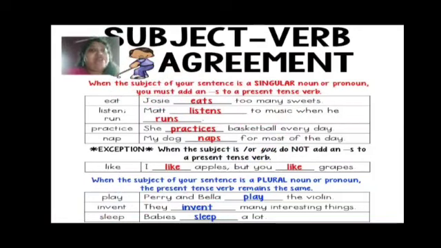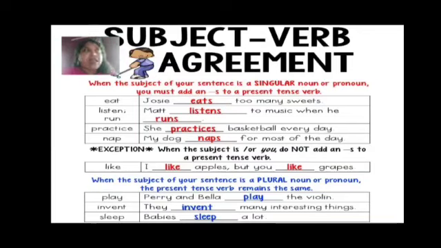When the subject of your sentence is a plural noun or pronoun, the present tense verb remains the same. This is the same thing which I've been explaining. These subject-verb agreement rules mostly play an important role in simple present. In simple present, when it gets on to the next part of the tenses, most things are going to remain the same. So when you conjugate certain things in simple present, you will have to be very careful.